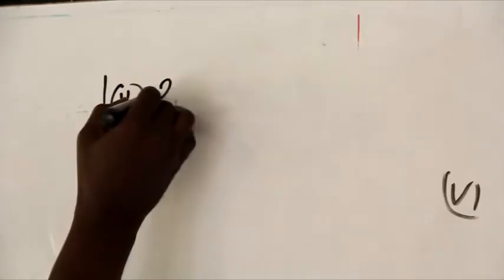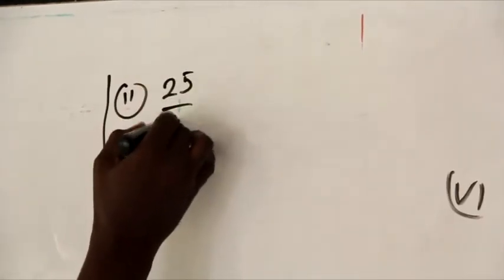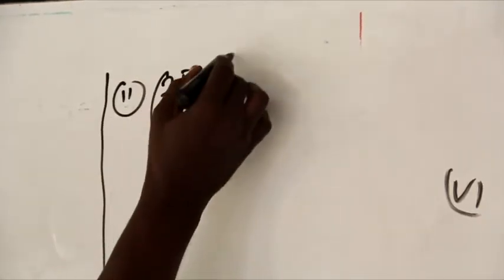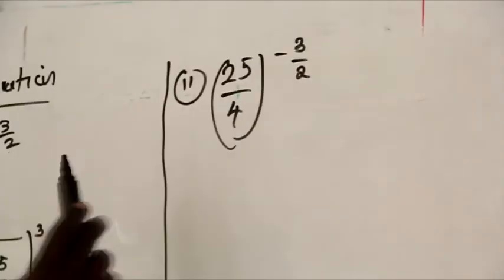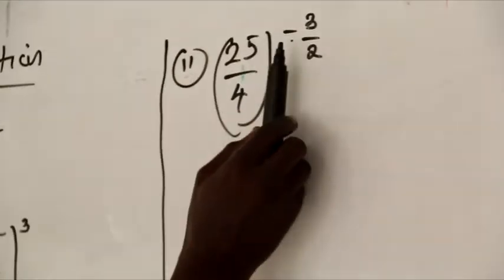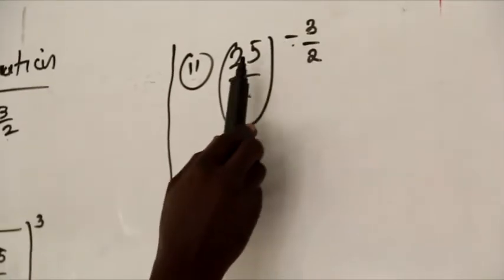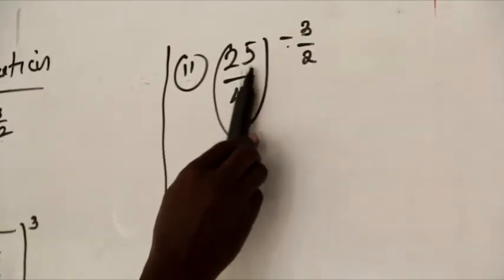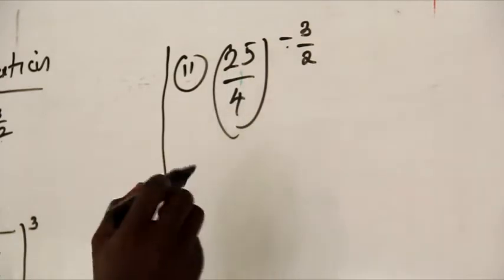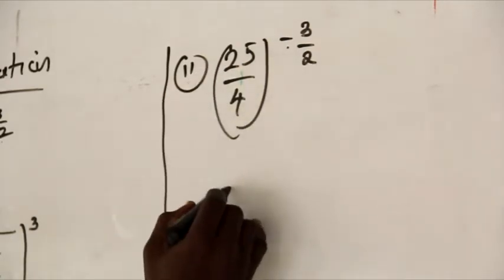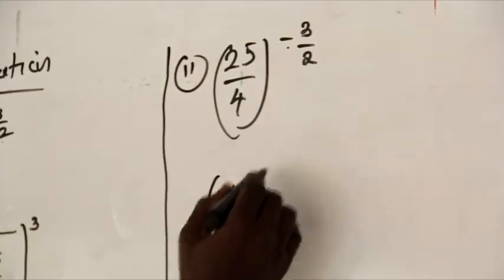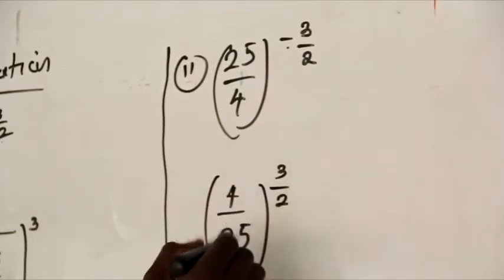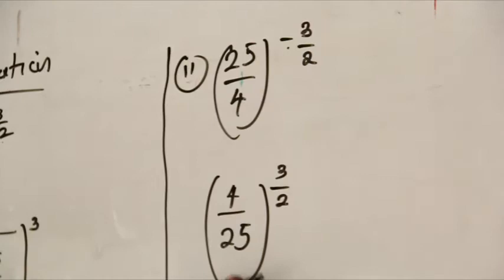The second problem looks like this. It looks similar, but there is a negative power, minus 3 upon 2. For us to deal with this problem, first of all we deal with the negative power by taking the reciprocal of this fraction. That means it becomes 4 upon 25, all raised to the power of 3 upon 2. You can see that the negative sign is gone.